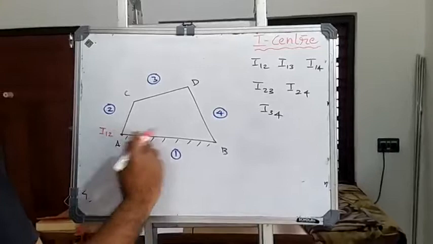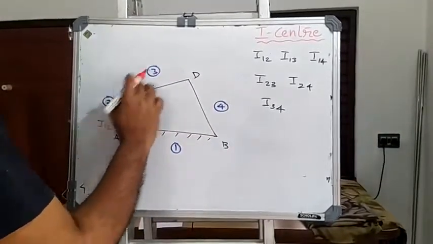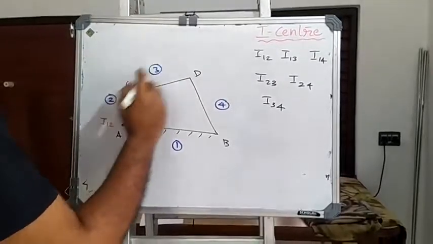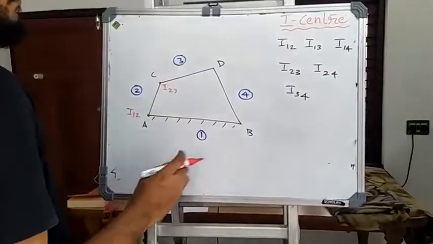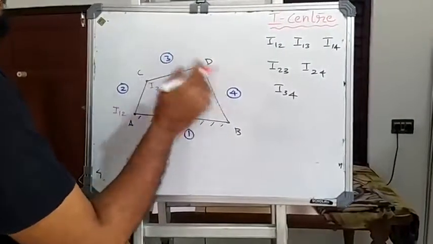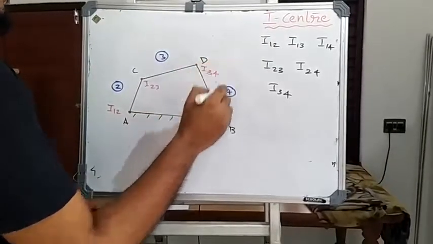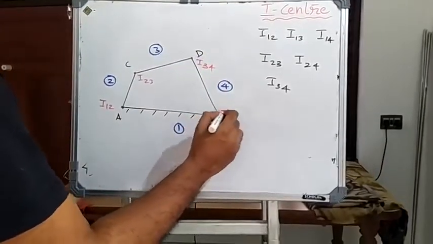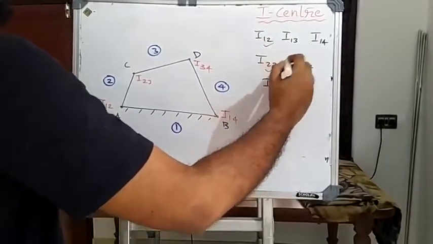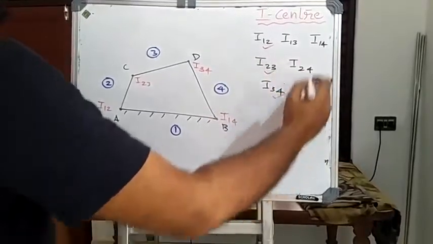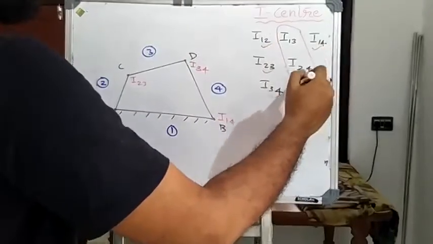Similarly, then we have a junction between 2 and 3. As these two are also turning pairs, this should be I23. Next, we have a junction between 3 and 4. Both are making a turning pair. So, this should be I34. And between 4 and 1, I14. Now, we already have I12, I23, I34 and I14. We are left with finding out I13 and I24.